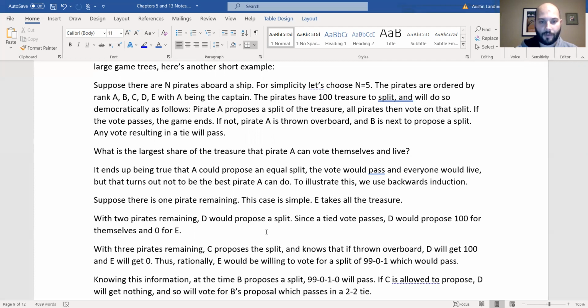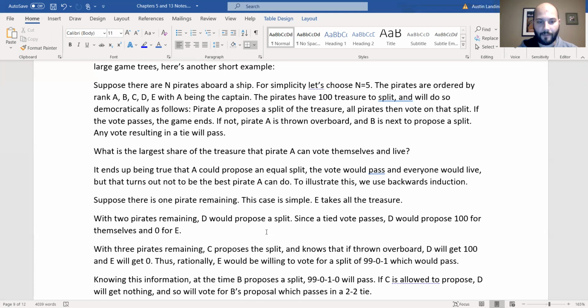Pirate A first proposes a split of the treasure. All pirates then vote on that split. If the vote passes, the game ends, and if not, the pirate who proposed is thrown overboard and the next pirate proposes a split. Also, any vote resulting in a tie will pass. So the question we're asking here is, what is the largest share of treasure that Pirate A, the captain, can vote themselves or propose themselves and still live?